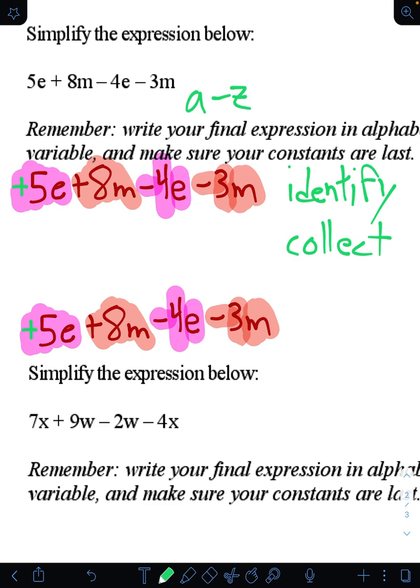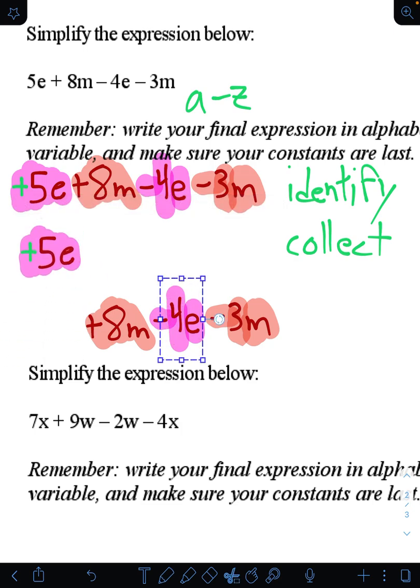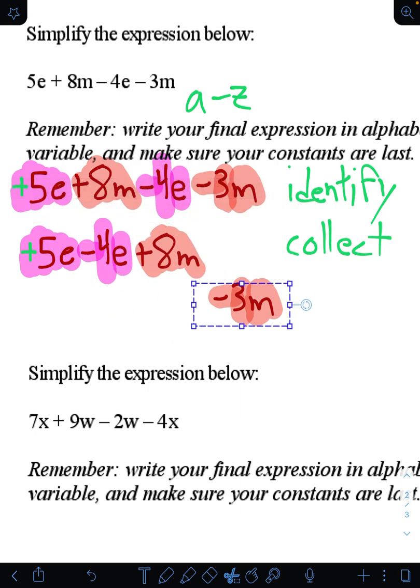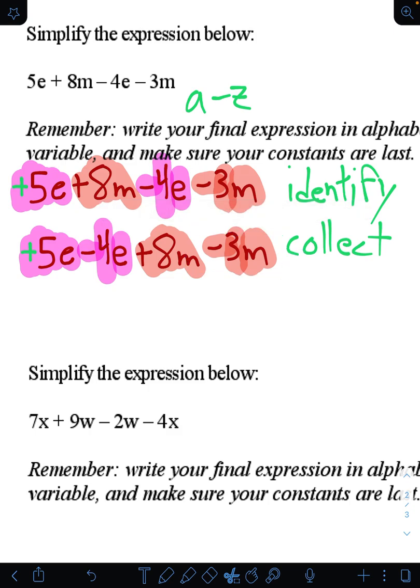So A, B, C, D, E. E comes before M, so E goes first. Then it's a minus 4E, then plus 8M, then minus 3M, and then we're done. I didn't do the alphabet song right. Sorry. So we've collected our like terms.